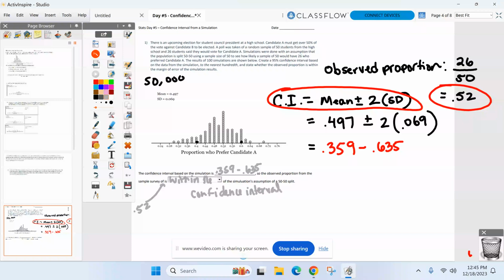Are you seeing why I know this 0.52 is likely versus unlikely? Okay, because we are 95% confident it's somewhere in between here, and that's where our observed proportion fell. All right, so we know this is just not an outlier. Questions here. Find the observed proportion. Find your confidence interval.